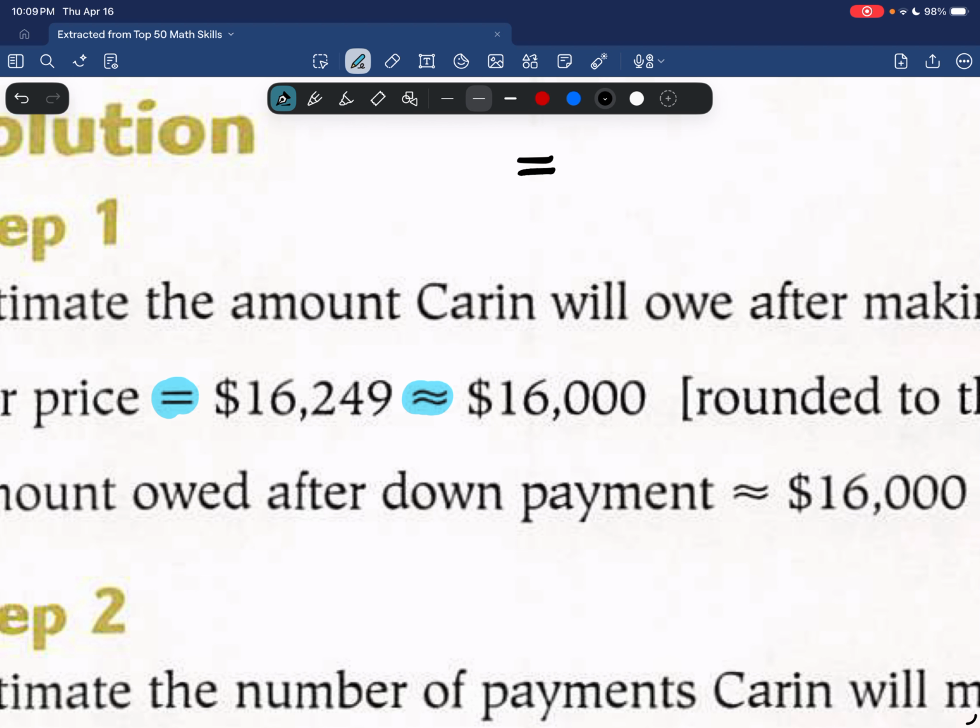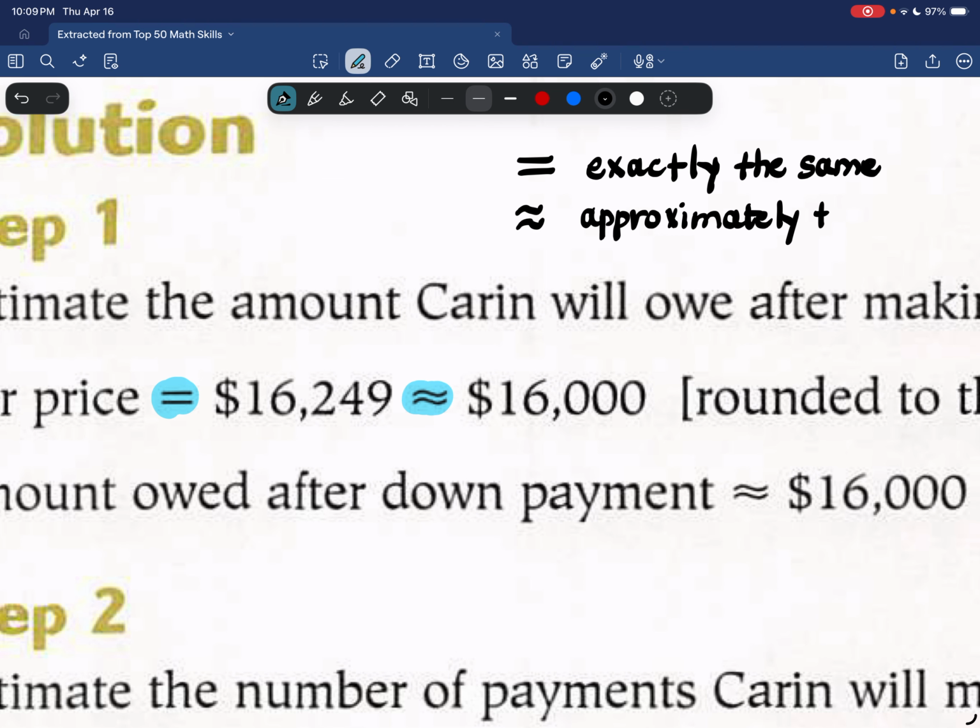Equals means exactly the same. Equals is reserved for two quantities that are the same. Not about the same, but are the same. If you see this wavy equal sign, it means approximately. It means that rounding has occurred or that estimation has occurred, approximately the same. Okay.